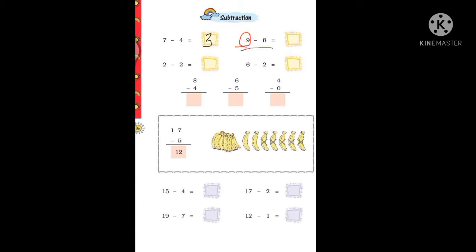From the number 9 we have to subtract 8. Yes or no? So now students, what we have to do? We have to draw 9 sticks. हमें कितनी sticks draw करनी है? 9. So here I am drawing 1, 2, 3, 4, 5, 6, 7, 8, 9. So I have drawn 9 sticks.